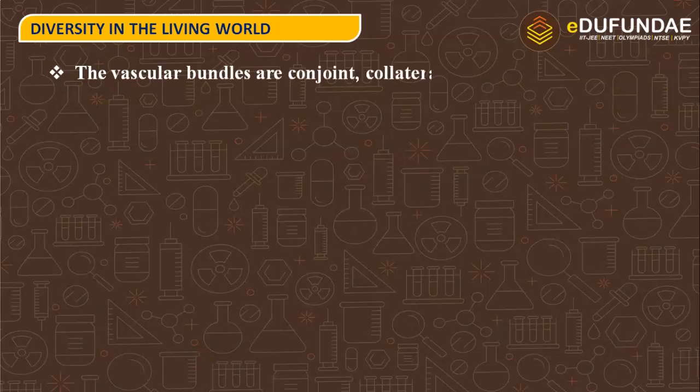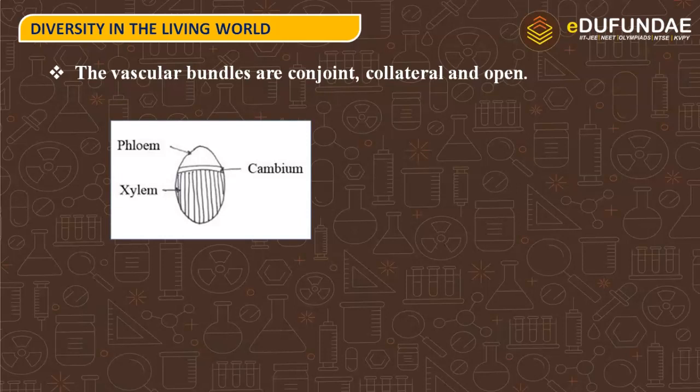The vascular bundles are conjoint, collateral and open. So this is the structure of a vascular bundle that is conjoint, that means the xylem and phloem are present together. Collateral, that means there will be the phloem on the outer side and xylem on the inner side, as well as open. There is a presence of cambium for the secondary growth and hence it is called an open vascular bundle. If the cambium was absent, it would have been a closed vascular bundle that can be seen in the case of monocot plants.